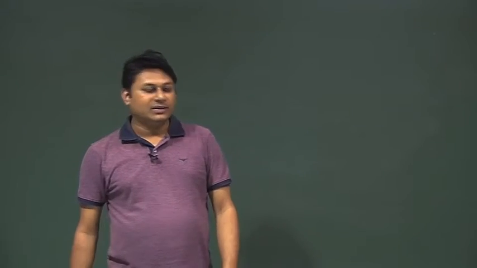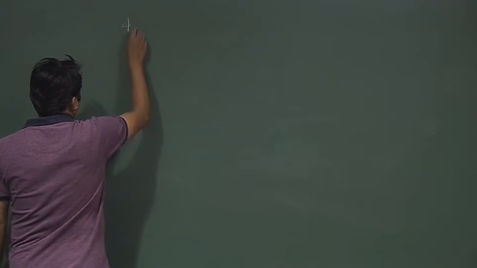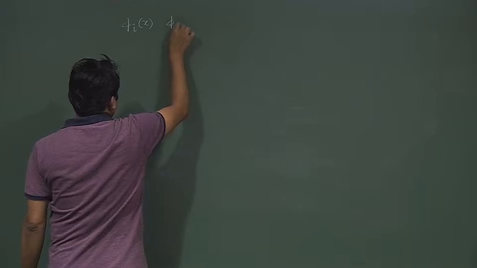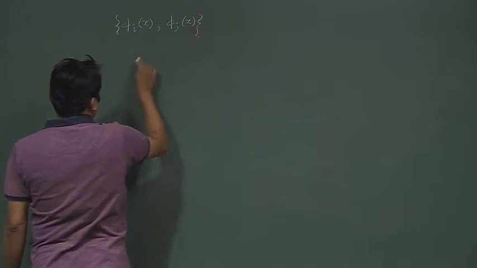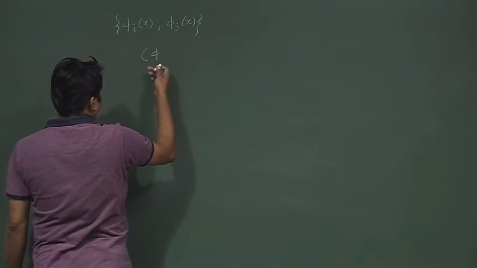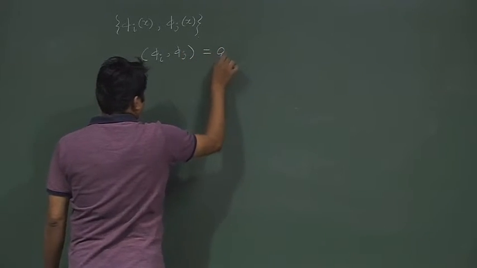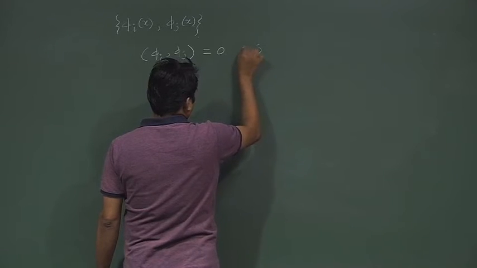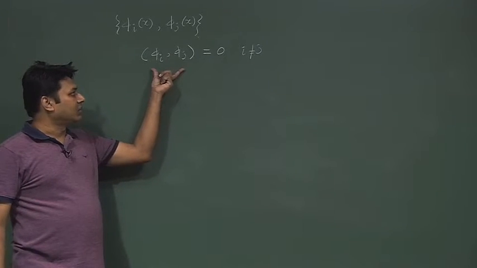So, welcome back students. In the last class we stopped with a very important concept, by saying that two functions phi i(x) and phi j(x), if the inner product of these two functions is 0 with i not equal to j, then we say that these two functions are orthogonal to each other.